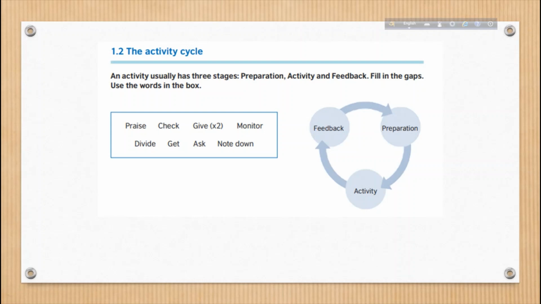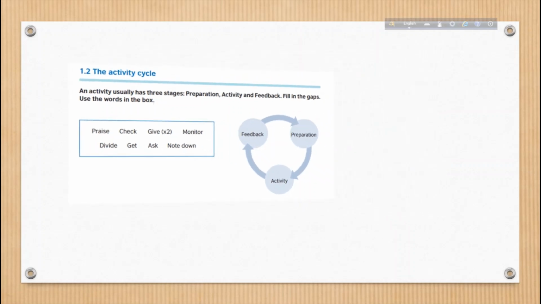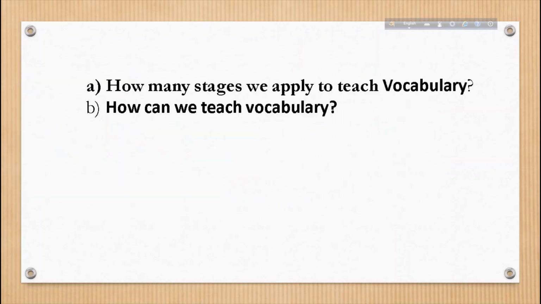Okay, so you get a clear idea from this. And how many stages do we apply to teach vocabulary? After completing the session, we have to sum up or recap the session, and for this reason we have to throw some questions to our 10 teachers. How many stages do we apply to teach vocabulary? How can we teach vocabulary?